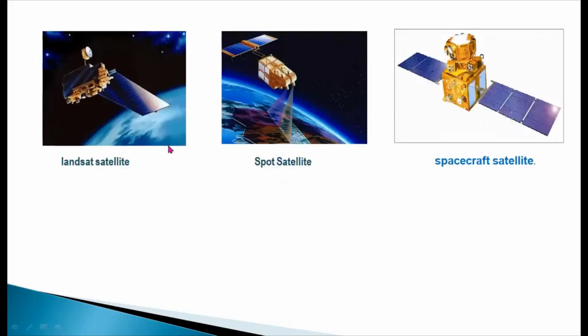So you can see different sorts of satellites. We have a Landsat satellite, a SPOT satellite, a spacecraft satellite. These all have different functions and different recording capacity. I'll give you a lecture on that later, when we talk about the history of remote sensing. I will be able to tell you in more detail there.